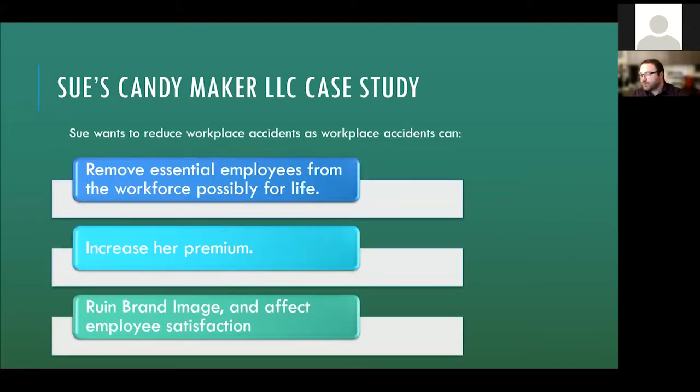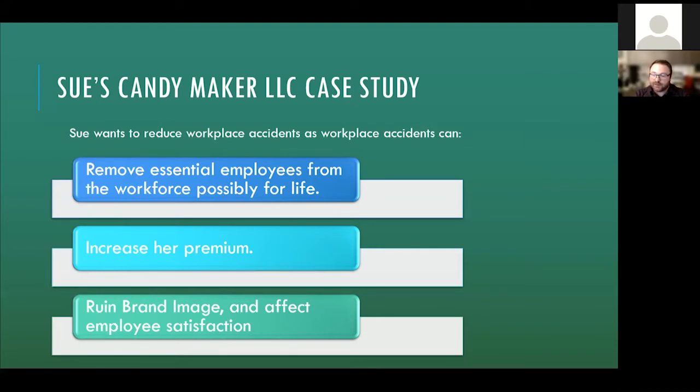So Sue wants to reduce her workplace accidents because accidents can cause us some issues. Our employees are our most valuable resources. And when we take the time to train, build trust and relationships, we come to rely on them and they come to rely on us. So having someone get hurt or be removed from the workplace is always a hardship we need to seek to avoid. There's also the monetary issues that come with it, such as a rise in our workers' comp premium.